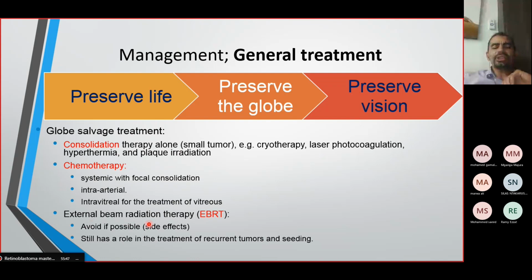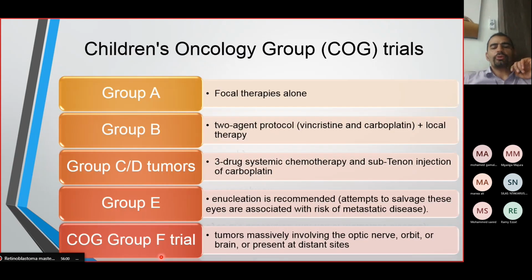Nowadays, we rarely use external beam irradiation. Only we use it if there are vitreous seeds or if there is a recurrence of the tumor, because it has several side effects. So for group A, as we mentioned, we do the focal therapies alone. Group B, we do the chemotherapy with local therapy. C and D, we do chemotherapy with multiple agents. Group E, usually we do enucleation. And this is the thing that we do at the moment.